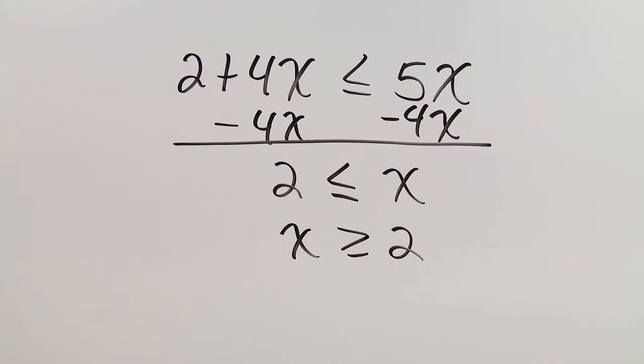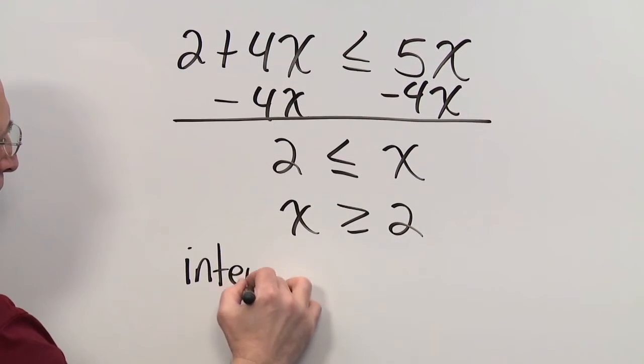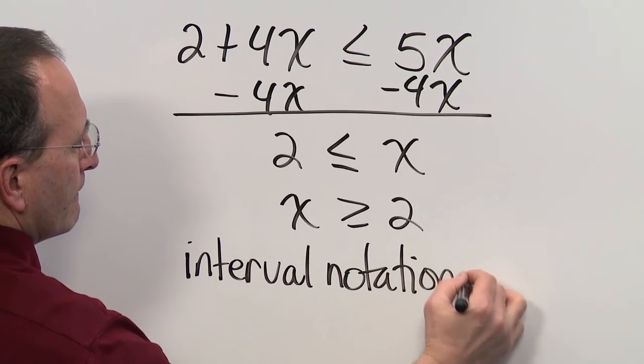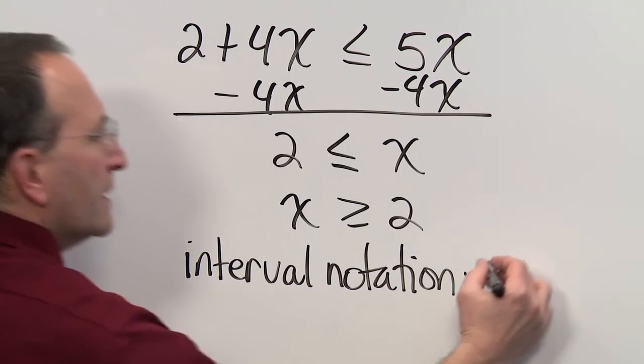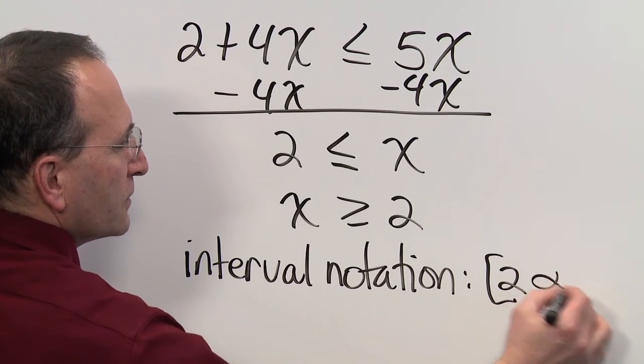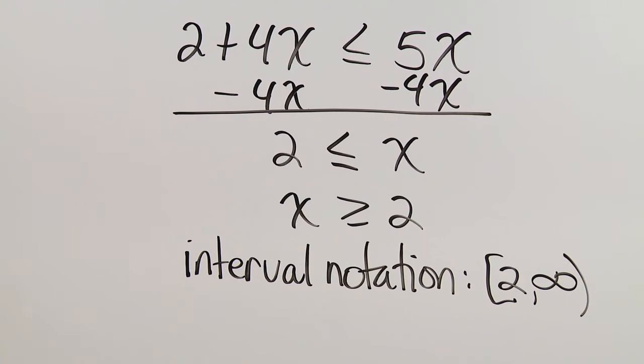And so in interval notation, what we would write is the solution begins at 2 inclusive and goes through positive infinity.